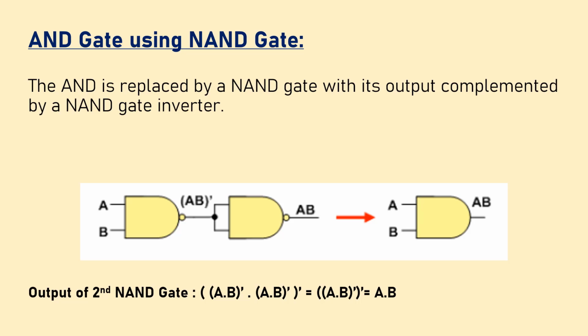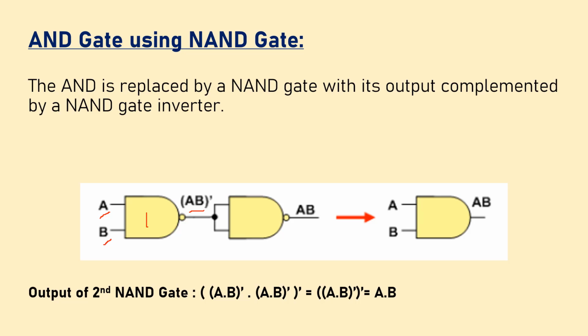Our next topic is to implement the AND gate with the help of the NAND gate. Now the AND gate is replaced by the NAND gate with its output complemented by a NAND gate inverter. These two inputs are of the first NAND gate, and we are getting the output from the first NAND gate as (A dot B) whole complement.